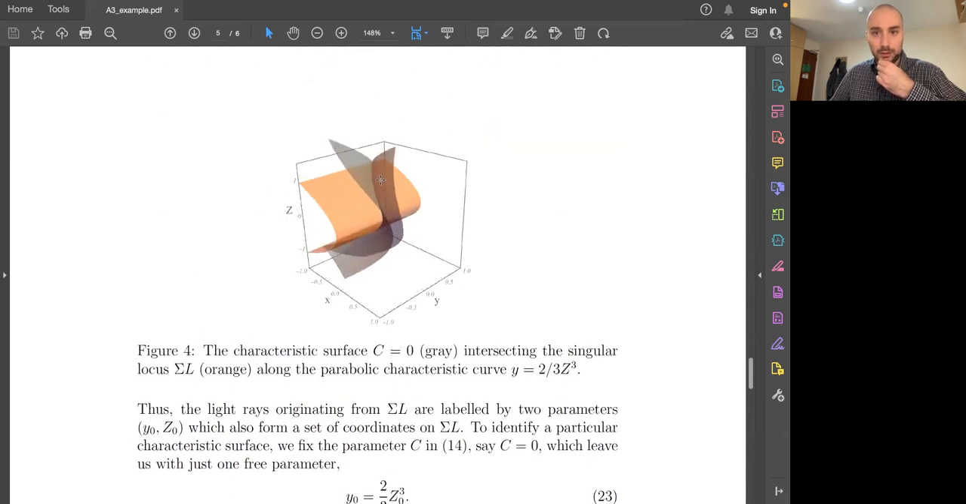And one typical characteristic surface is depicted here. This is the singular locus in L. This is capital Z. So we are in L, and this is a characteristic surface. And as before, it meets the parabolic locus along a semi-cubical cusp.